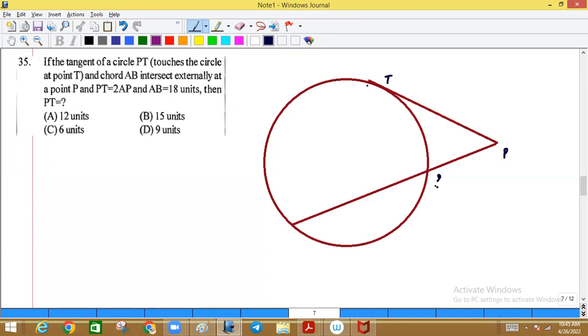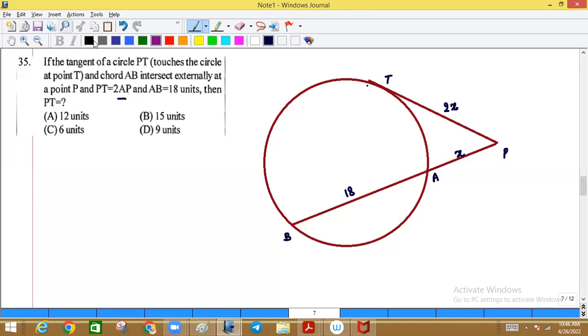Now, is this A or this one is A? So that's a confusing part. But see here, he says PT is equals to 2 times of AP. So if I take A here, imagine the tangent should be double of it. Is it possible? No, that is not possible. So you take A here and then B here. Now it suits. Take it as 18. If it is X, this becomes 2X.